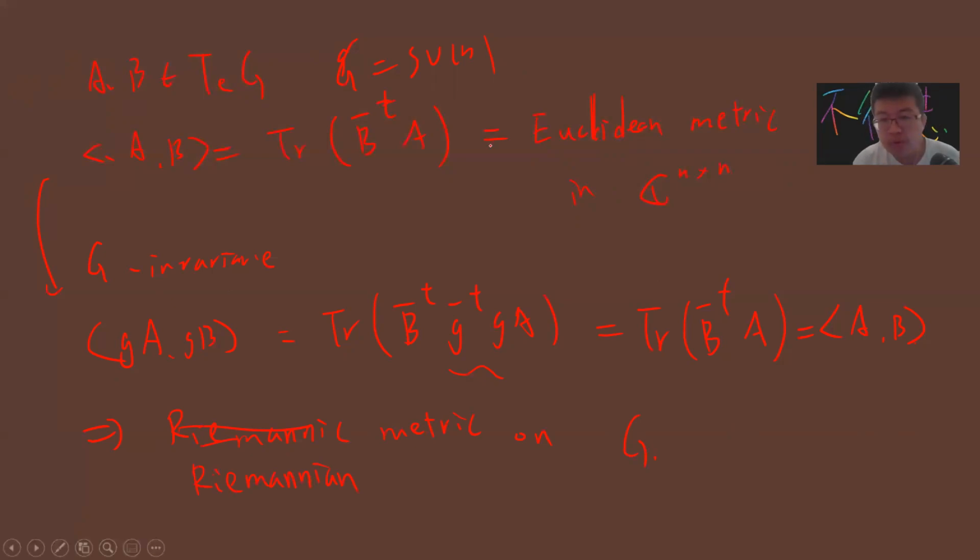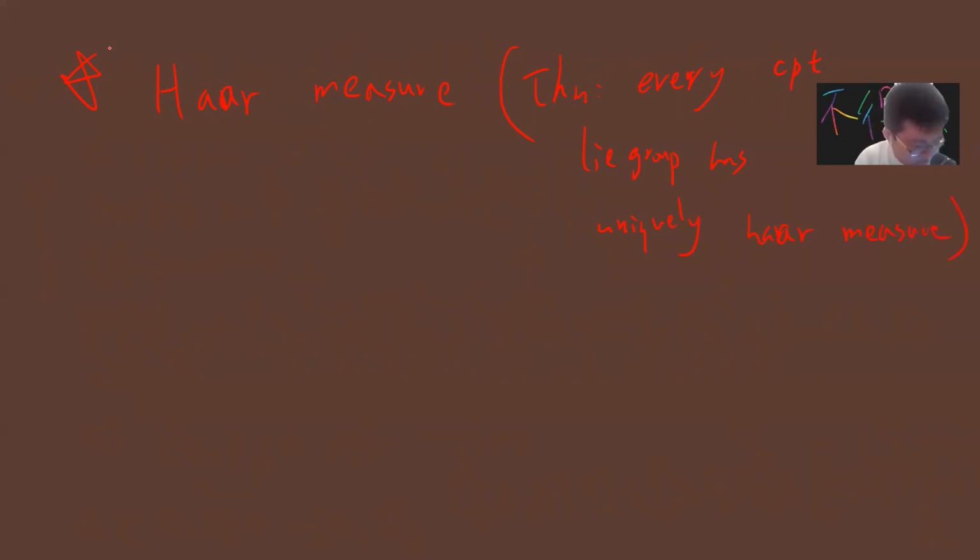Every time you have a G invariance, you can define a G-invariant integral, which is the famous Haar measure. I will not prove the fact, but the theorem is that every compact Lie group has a unique Haar measure. The Haar measure is basically that you can define an integral dg for functions from C infinity of G to complex numbers, and these are left invariant.